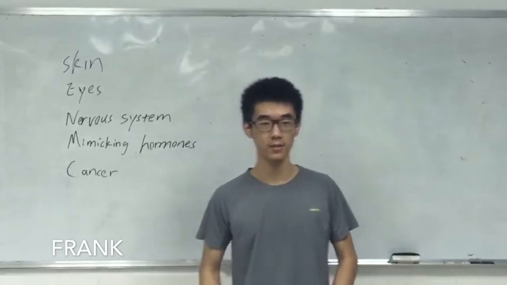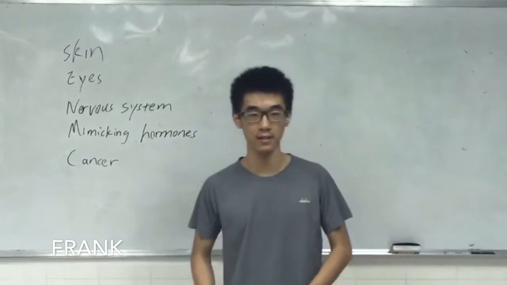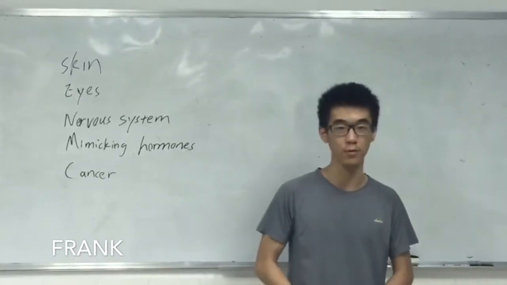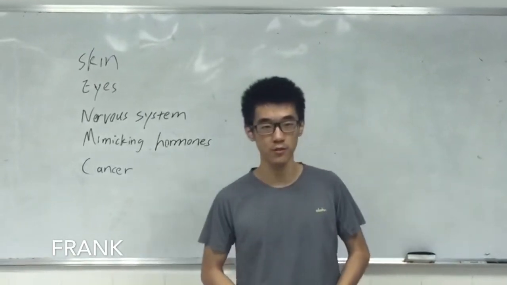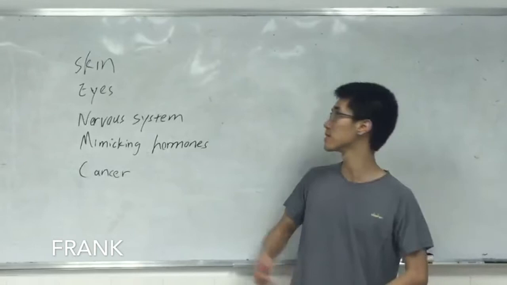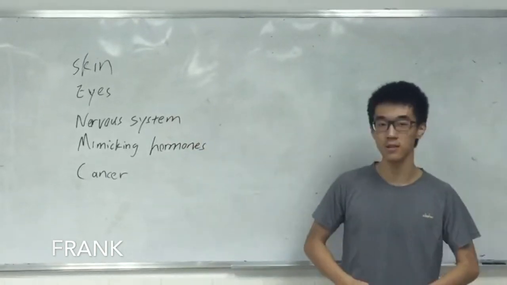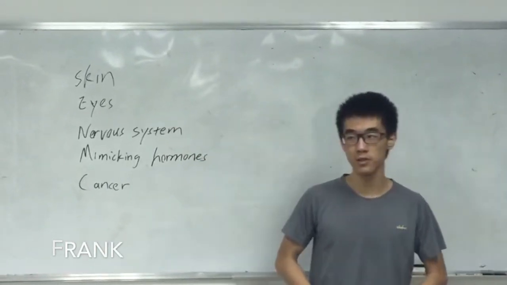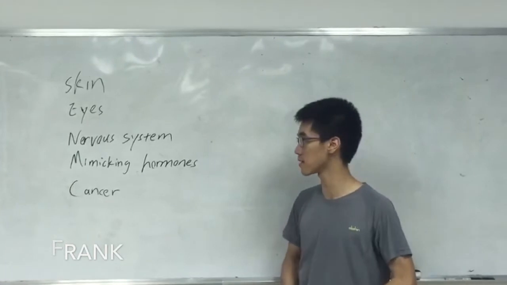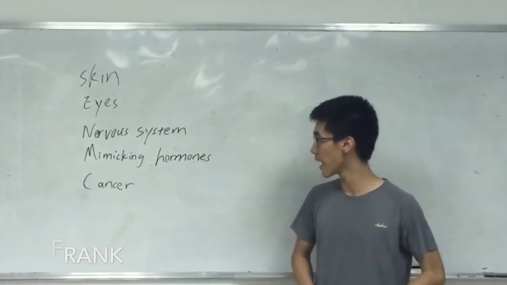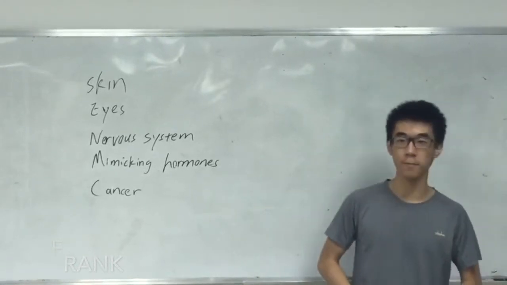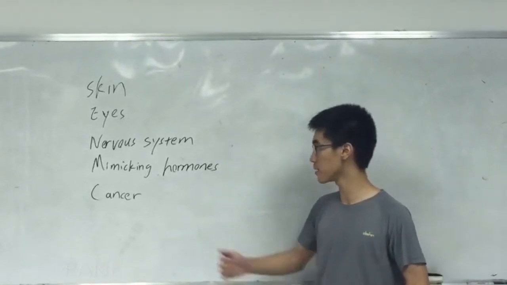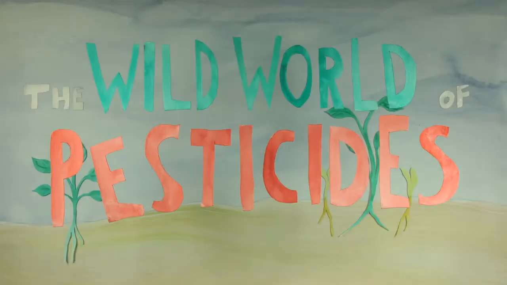Pesticides may cause acute and delayed health effects in people, especially kids who are exposed. The effects caused by pesticide exposure range from simple irritation of the skin and eyes to more severe problems affecting the nervous system, mimicking hormones that cause reproductive problems, and they may cause cancer.